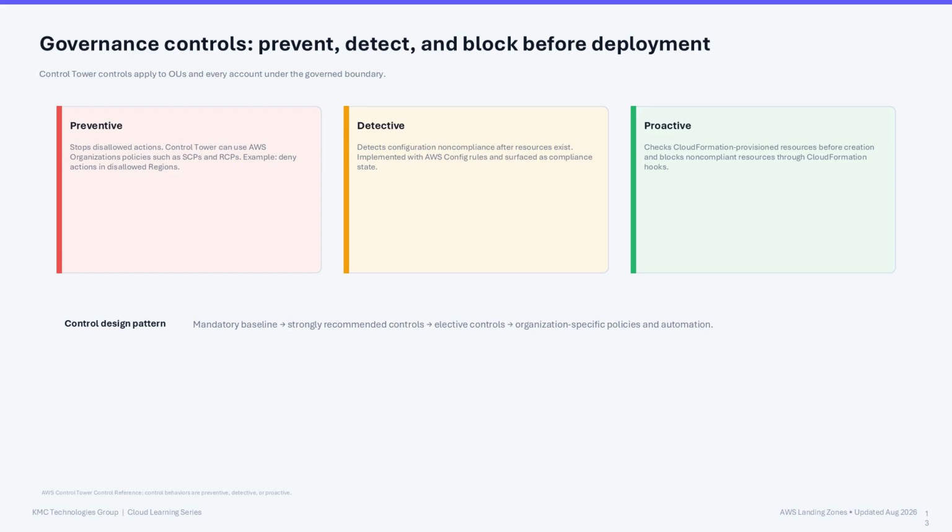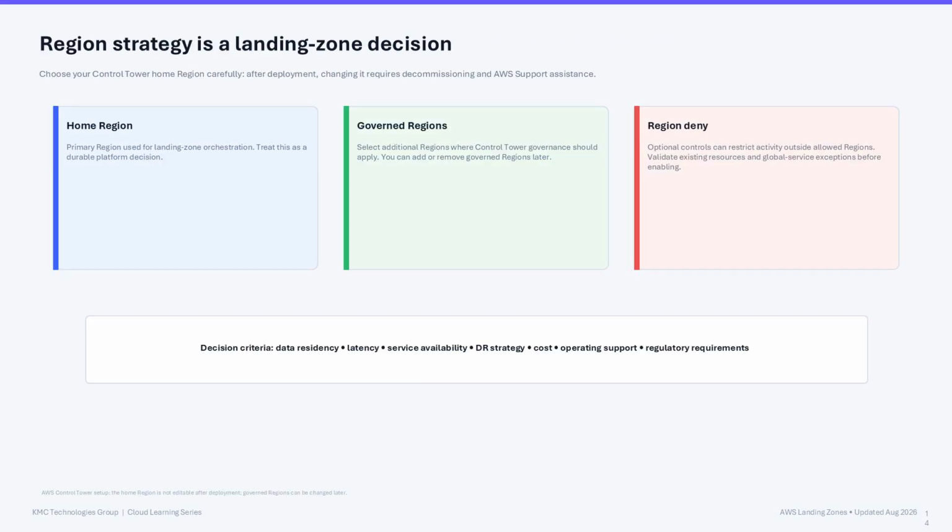A practical governance sequence is to start with the mandatory baseline, then add strongly recommended controls, elective controls, and finally organization-specific policy as code where required. Region strategy needs to be decided early. The home region is especially important because AWS says it cannot be changed in place after the landing zone is deployed. You can govern additional regions later, and you can use region deny controls when you need to restrict deployment outside approved regions. Base the decision on data residency, latency, service availability, disaster recovery, cost, and your ability to operate each region.